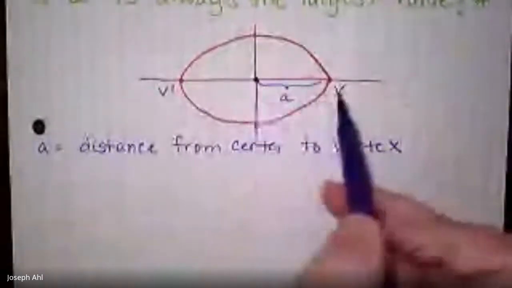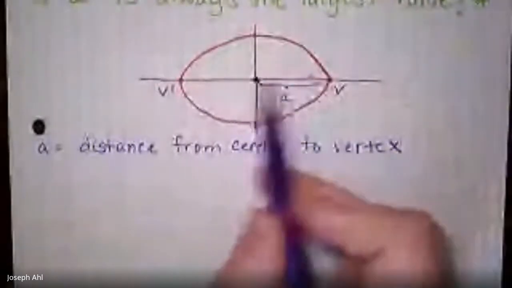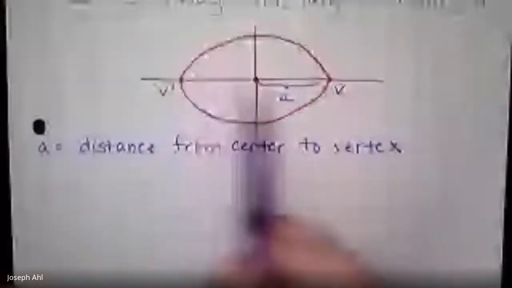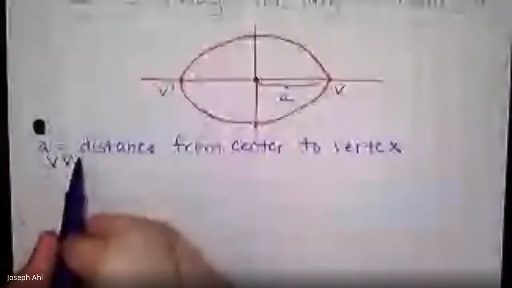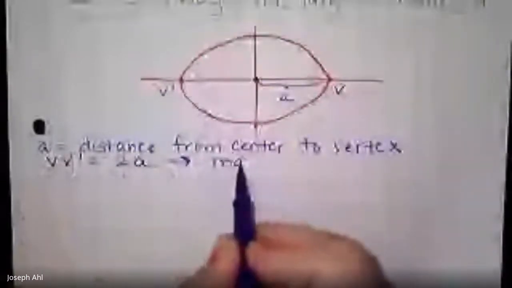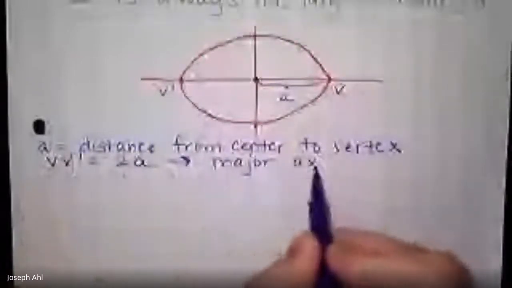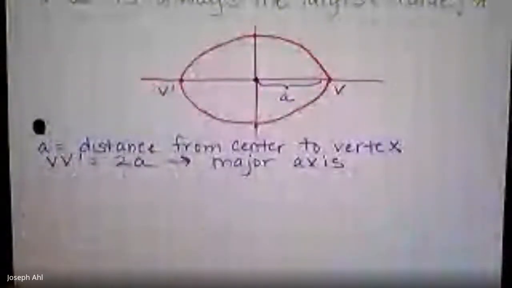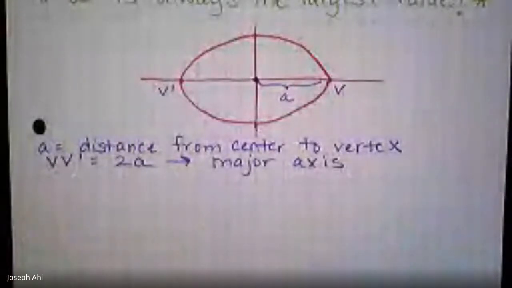So once I know the value of A in the equation, I'm going to start at the center and then either go left, right that direction or up, down, depending on which way it is, horizontal or vertical. And the segment that connects V and V prime, V to V prime, has a length of 2A, and it's known as the major axis. It's the larger of the two axes that connect and form the ellipse here. So that's going to be an important word to keep track of.